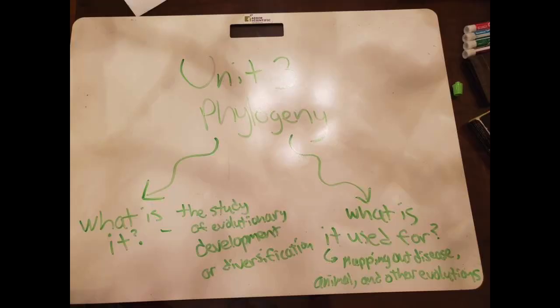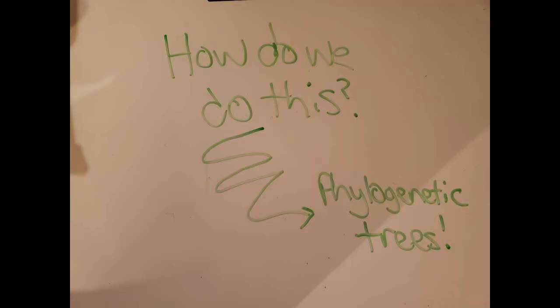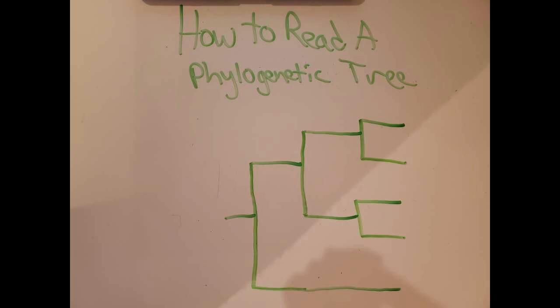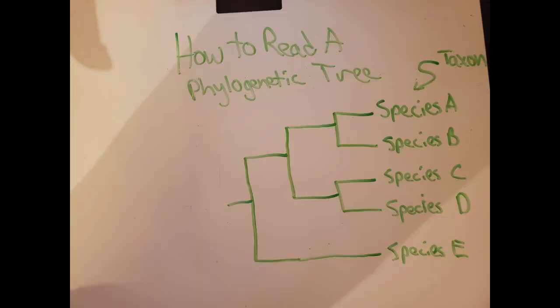Phylogeny is the study of evolutionary development or diversification, and phylogeny is used for mapping out diseases, animals, or other examples of evolutions as well. In order to have a successful phylogeny map, you need to use the phylogenetic trees. At its base structure, the phylogenetic tree looks like a tournament bracket you would see in the month of maybe March Madness.